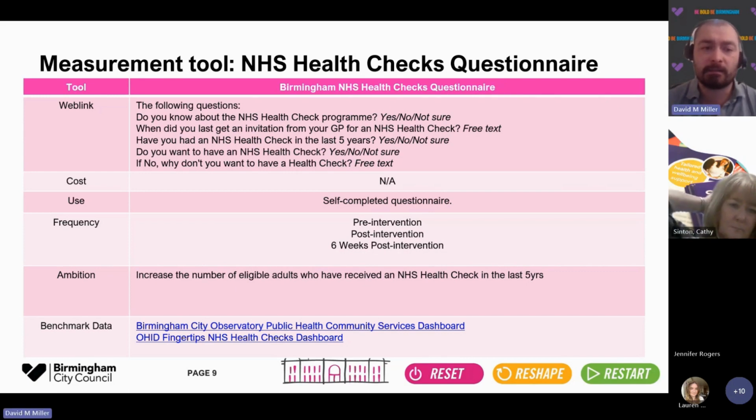As I've said, our ambition really through this is to increase the number of eligible adults who have received an NHS health check in the last 5 years. There's also a link at the bottom there to some benchmark data, both the Birmingham City Observatory and OHID, which is the Office for Health Improvement and Disparities fingertips dashboard. I think these slides will be shared, so you will be able to access those links later.